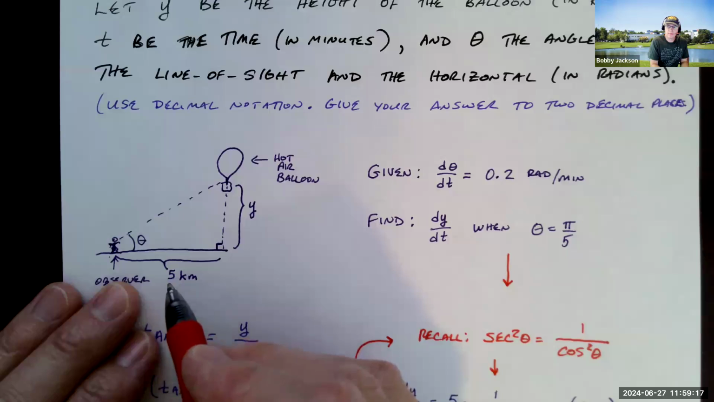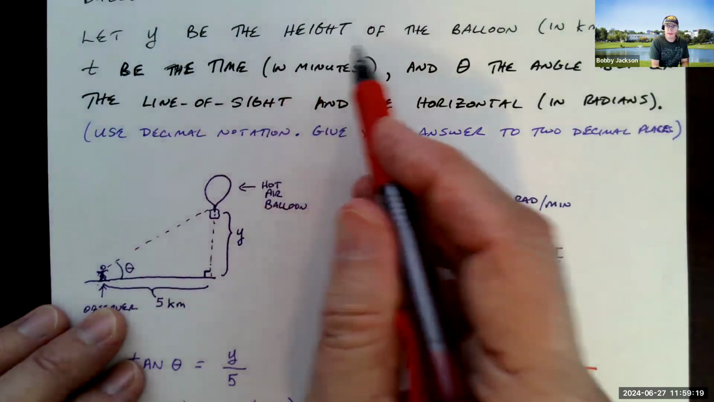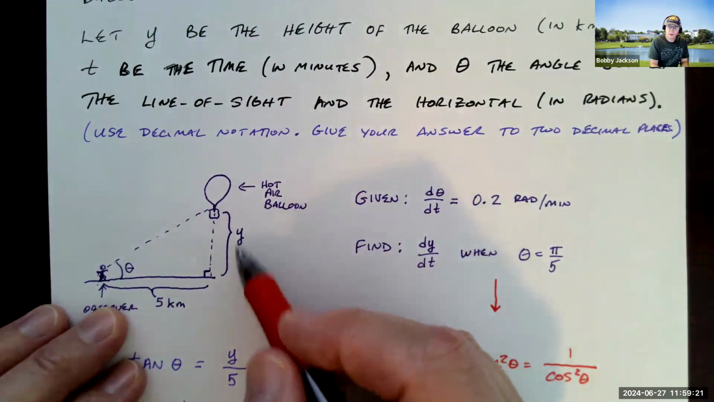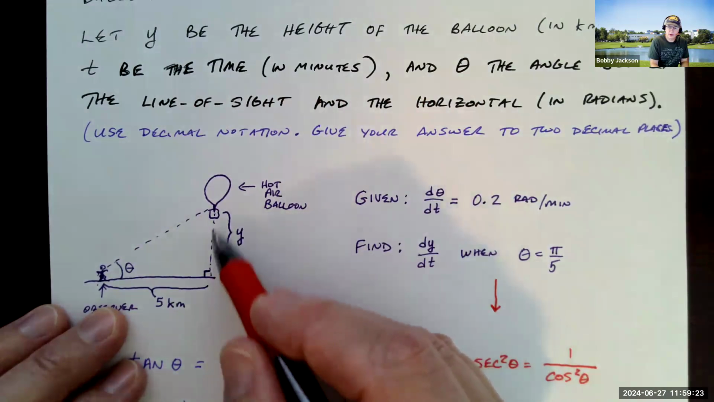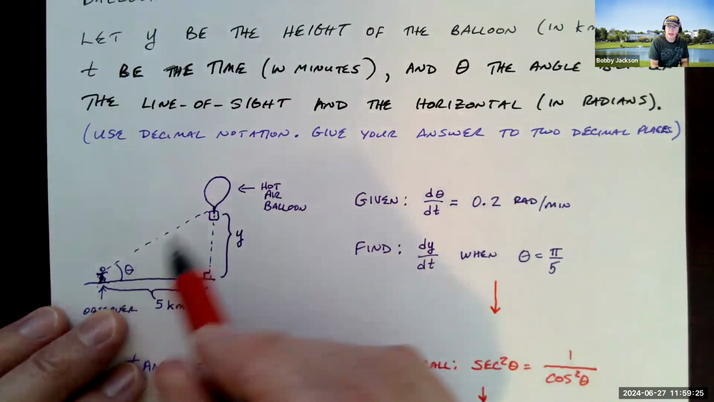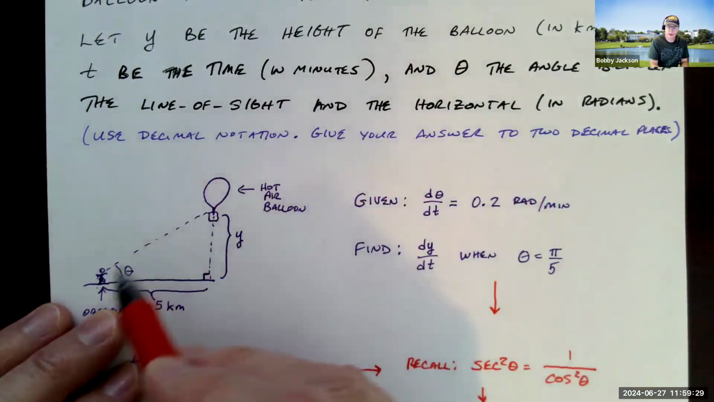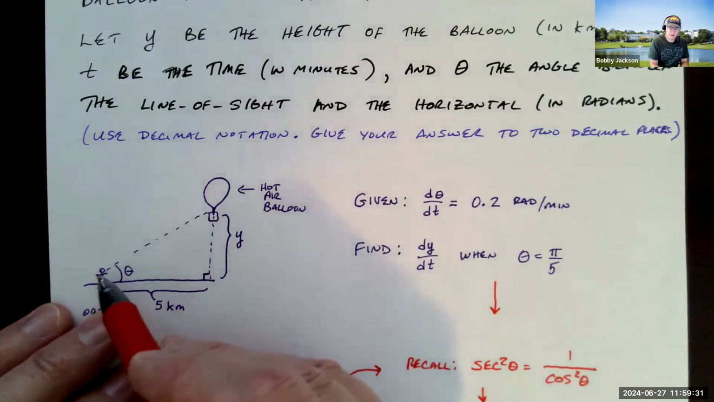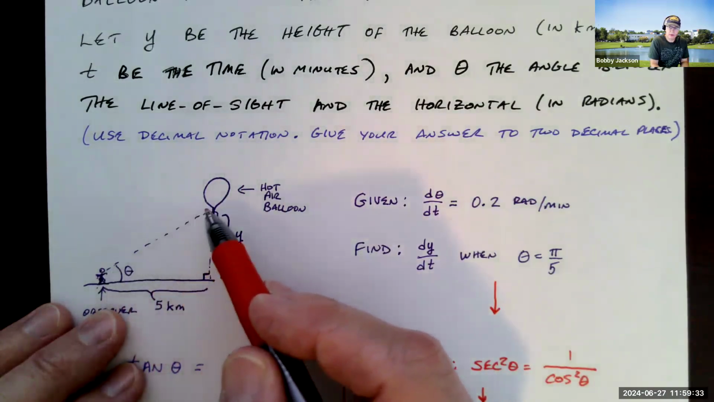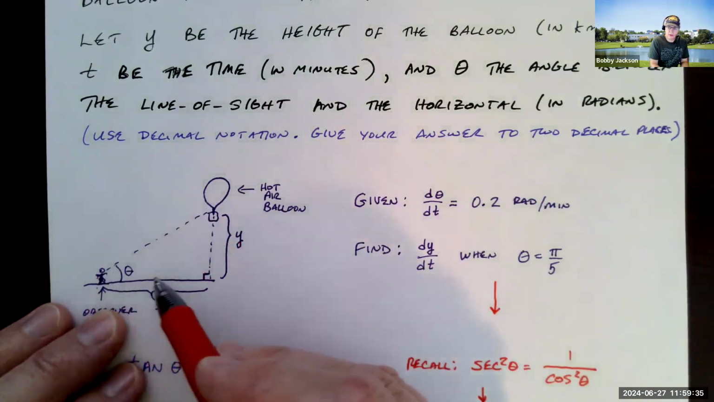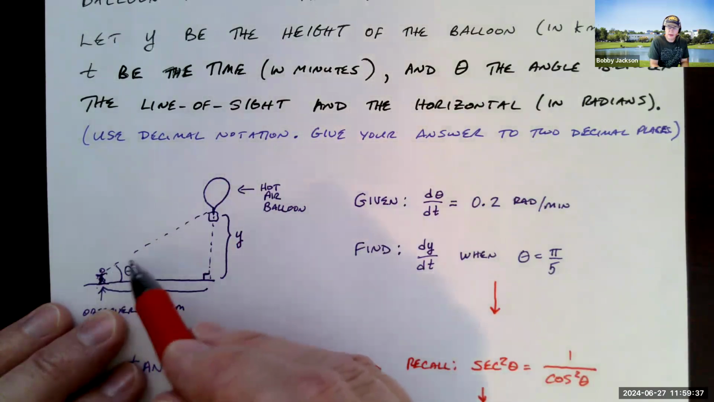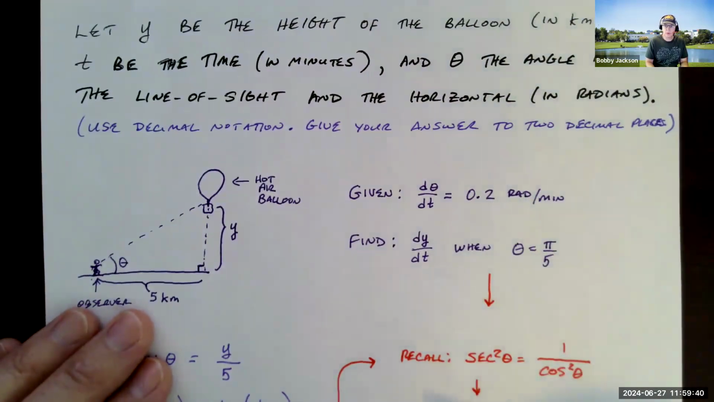Okay. We're told that y is the height of the balloon. So there's what I'm calling y, from the ground to where the balloon was. And then we have this theta is the angle between the line of sight and the horizontal. So the line of sight is the sight of the observer going up to that balloon. Here's the horizontal, right? So this angle here, theta, is what we're interested in.